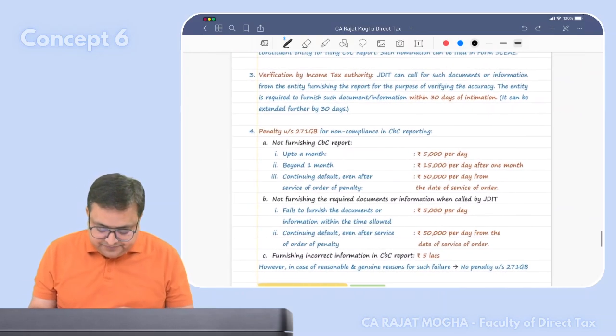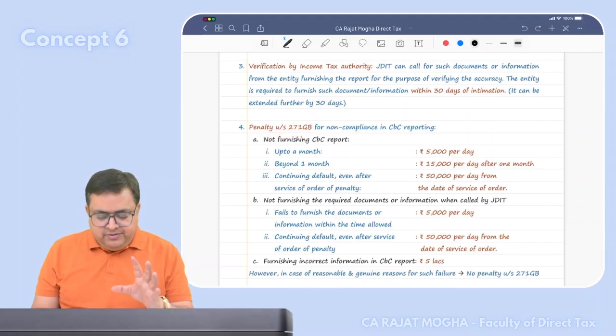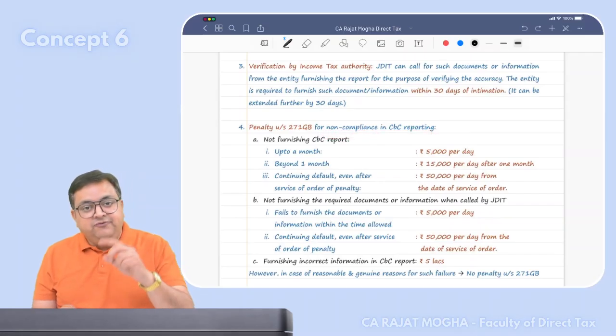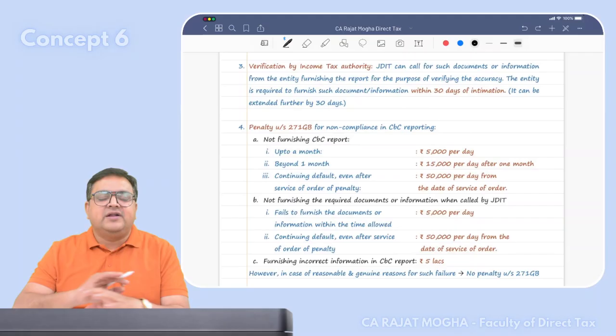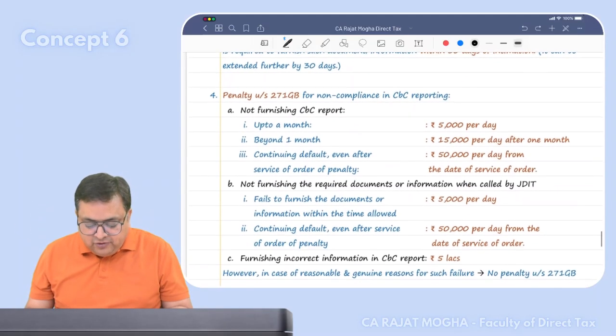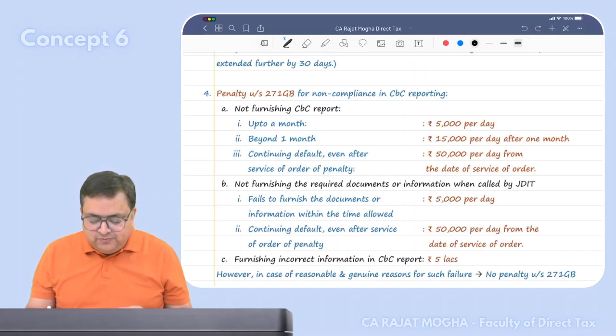So there are penalties under 271GB. No need to remember the section number. It says for non-compliance in CBCR reporting, if you don't comply with the CBCR reporting, you don't furnish the CBCR report. You were actually required to furnish the CBCR report, but you didn't furnish it. So within the first month, the amount which you have to pay is 5,000 rupees per day.